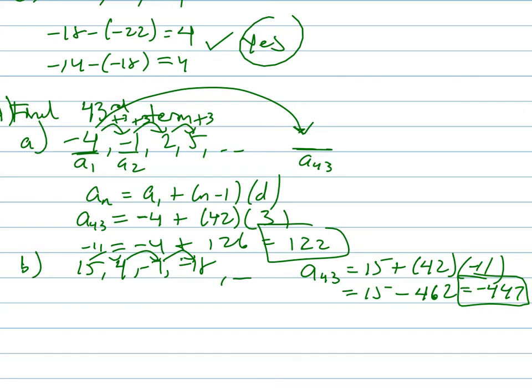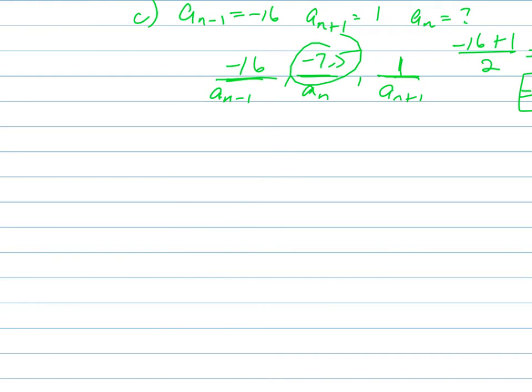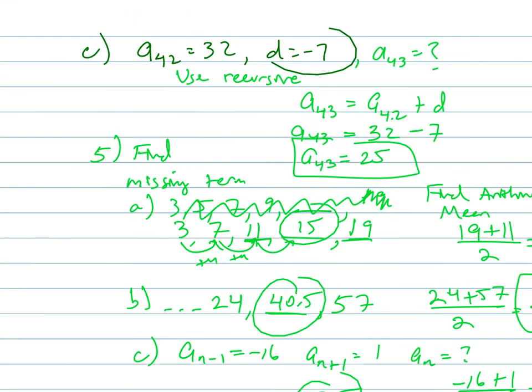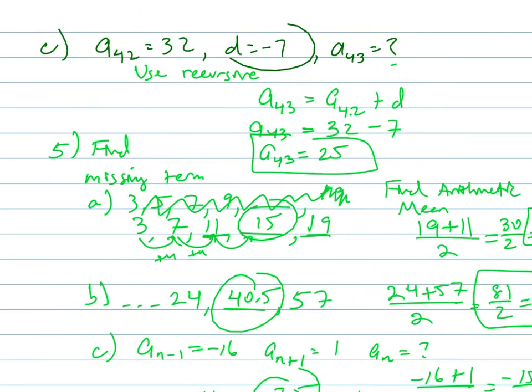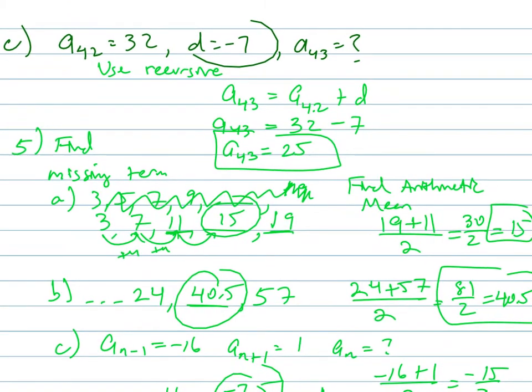Now, I could give you not a sequence, but something like this: a sub 42 equals 32, d equals negative 7. What's a sub 43? Well, in this case, rather than using the explicit to jump, we're going to use the recursive to get the next term. So a sub 43 equals a sub 42 plus d. What is d? D is negative 7. So a sub 42 is 32, d is negative 7, so a sub 43 equals 25.